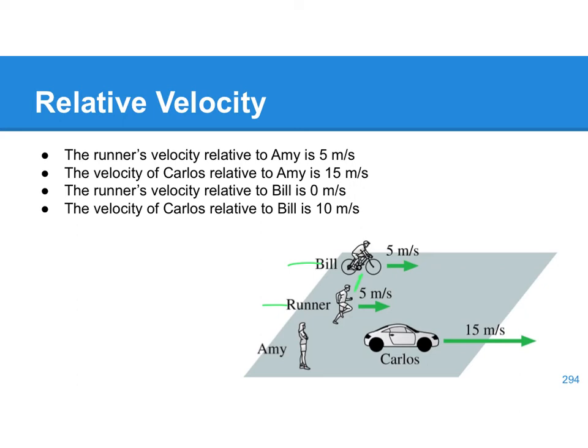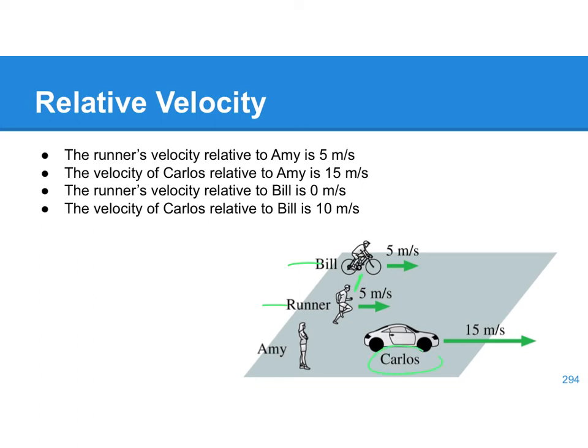It's kind of like when you're driving next to someone on the freeway, they look like they're standing still if they're driving the same speed as you, because you guys are moving together. You're moving at the same velocity, so your relative velocity is 0.